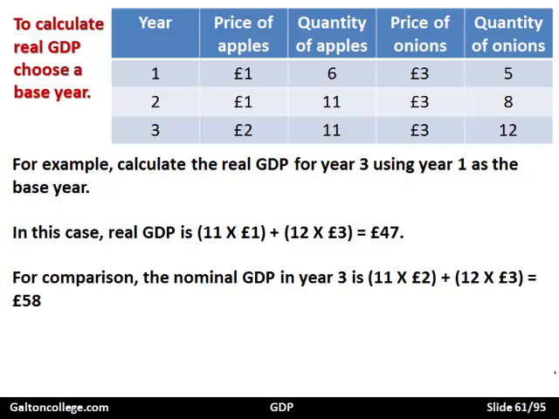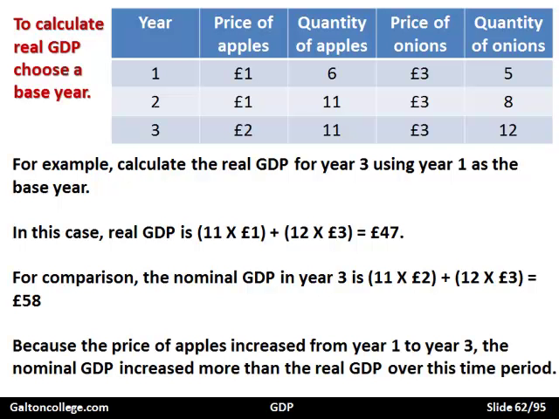For comparison, the nominal GDP for year 3: the quantity of apples is 11, the price in year 3 is 2, so 11 times 2 is 22, plus the quantity of onions is 12 and the price of onions is 3. 3 times 12 is 36. 36 plus 22 is 58. So the nominal GDP figure for year 3 is 58. The real GDP is 47. So now we can see the increase in the quantity, and the effects of the increase in the quantities, by looking at the real GDP.